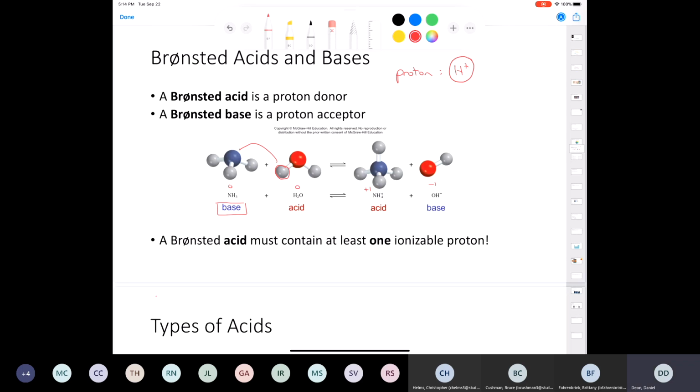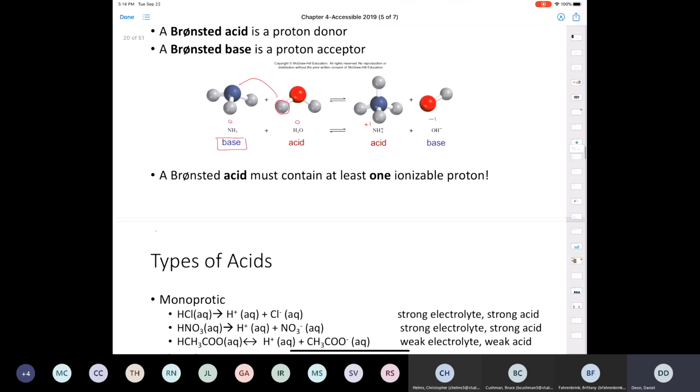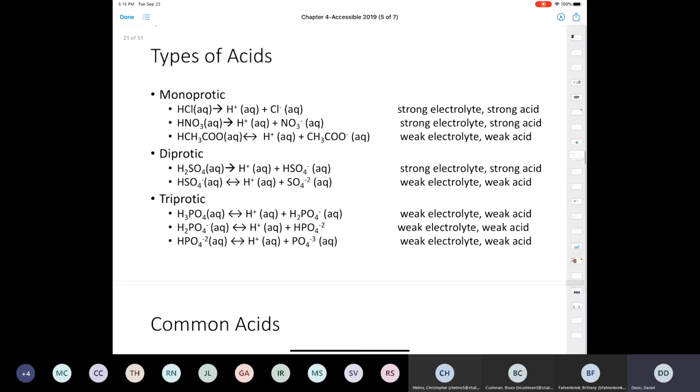And if you're wondering, hey, Mr. Dion, are there other definitions of acids and bases? The answer is absolutely. There's also what are known as Lewis acids and Lewis bases, but we're not talking about those right now. We're just talking about Arrhenius and Bronsted. Well, here are some types of acids.